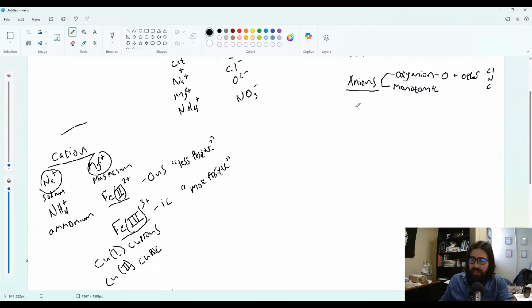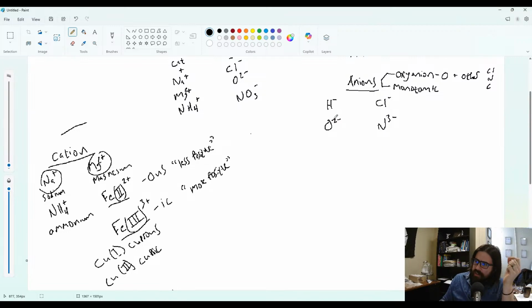The monatomic anions are actually pretty straightforward. Let's consider a couple of them. So let's say I have something like H-1 somehow, or chlorine -1, or oxygen 2-, or nitrogen 3-. Okay, these are all different kinds of monatomic anions.